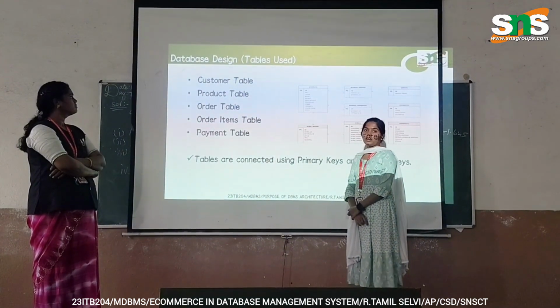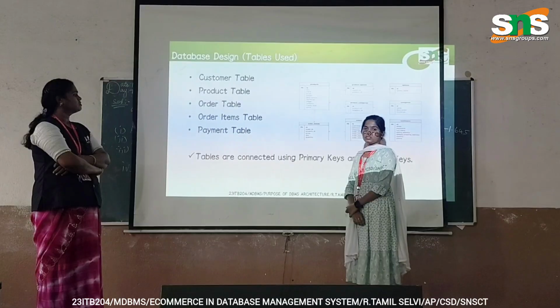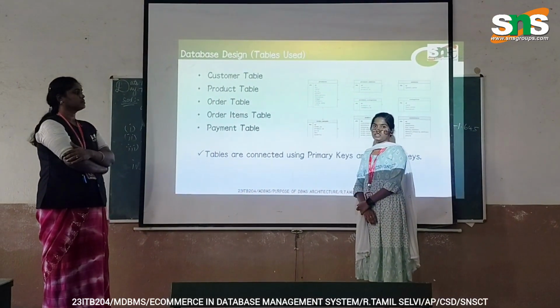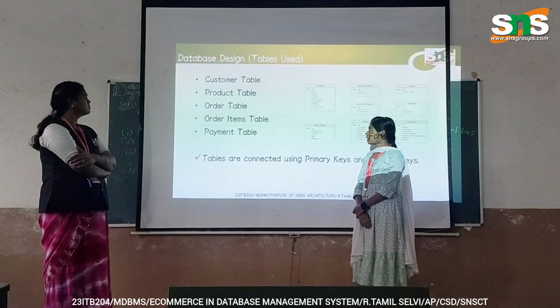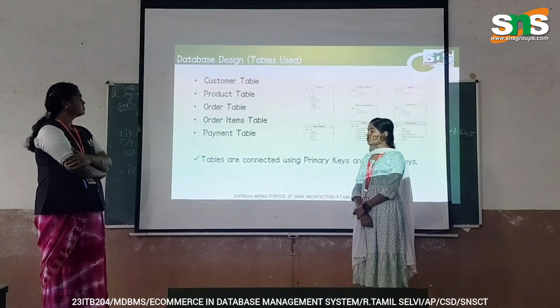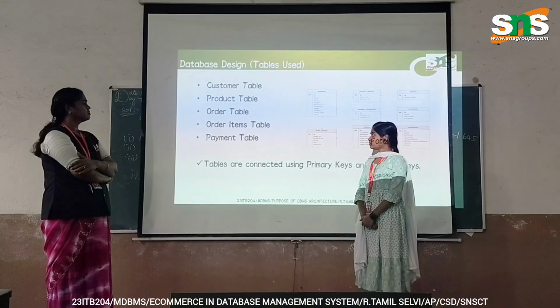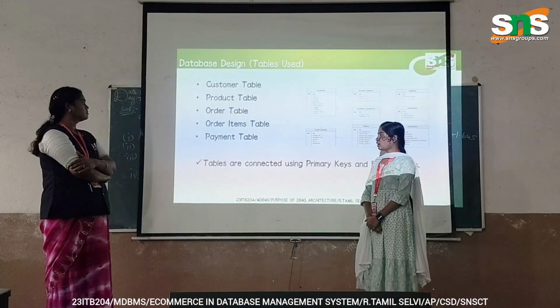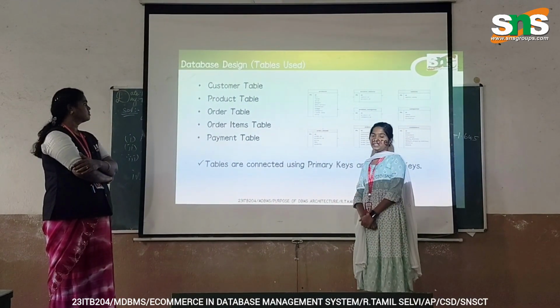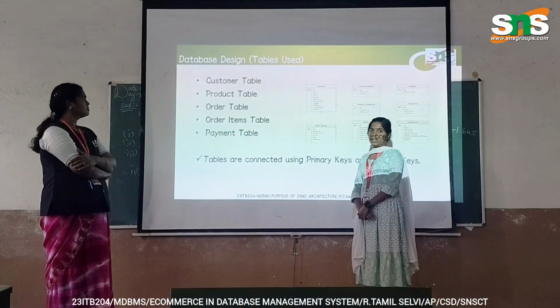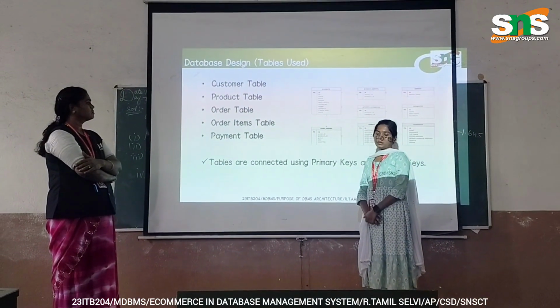Customer table. The customer table stores customer details: name, email, address, phone number. Order table. The order table stores order information. It contains order ID and customer ID. Customer ID is a foreign key because it already exists in the customer table.